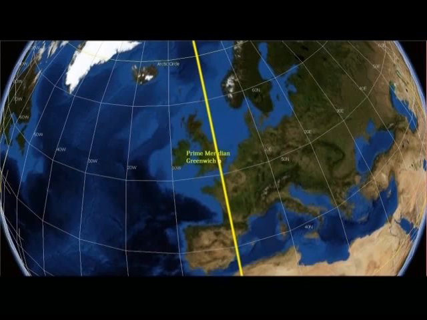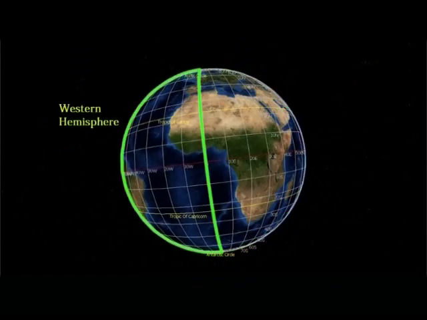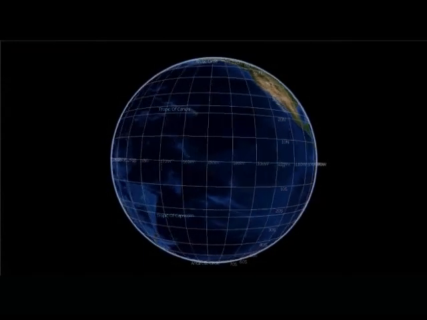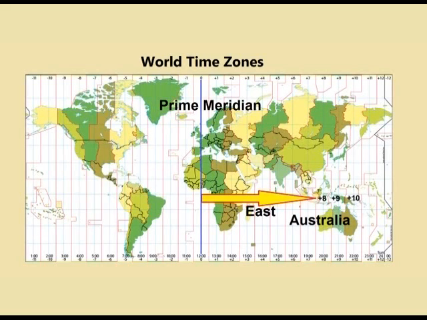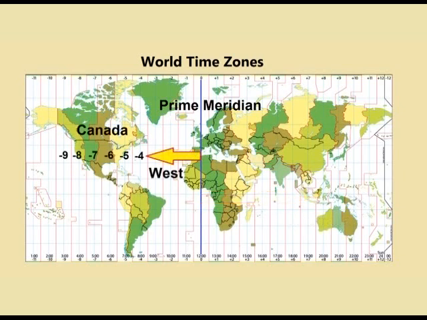Local time for other places depends on whether they are in the eastern or western hemisphere. The Earth rotates west to east. All places to the east of the Greenwich Meridian are ahead of GMT in their local time. Places to the west are behind GMT.